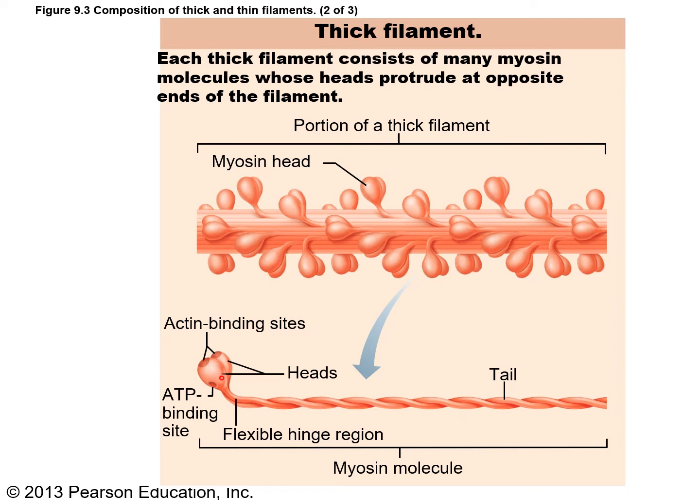Those heads right here have two binding sites. Right here, ATP is going to bind to the myosin head, and we're going to discuss in a bit why it's important for ATP to bind. And then right here, there's a binding site for actin to grab on. So right here, actin is going to bind, and on the side right here, ATP can bind.